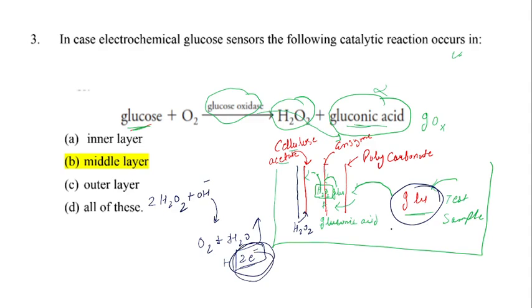If glucose is more, then more H2O2 will be produced. The rate of this reaction will be more, and finally the current will be more. We measure current in amperes, so on the basis of this current you can measure how much glucose is there in your sample. So this is all about this glucose sensor. Is it clear? Any doubt?